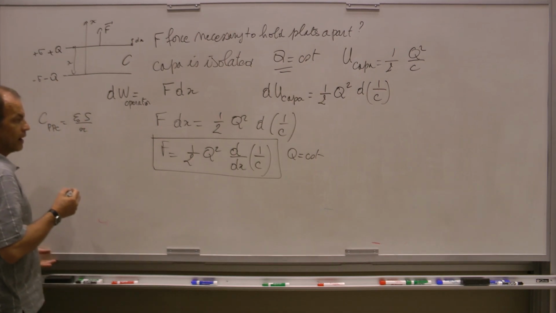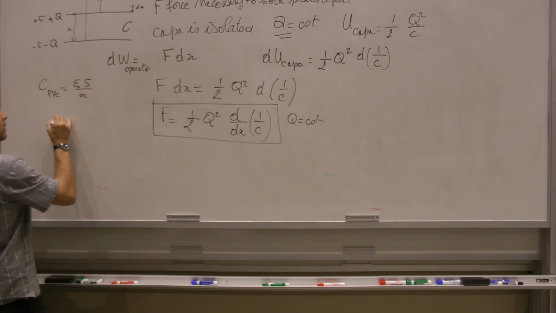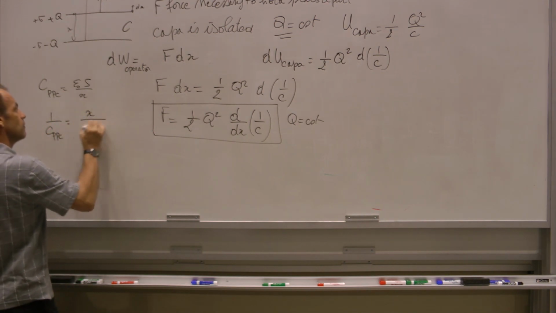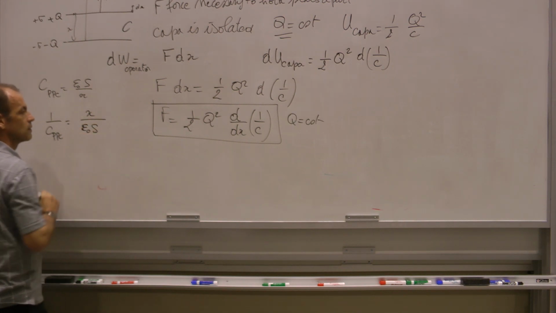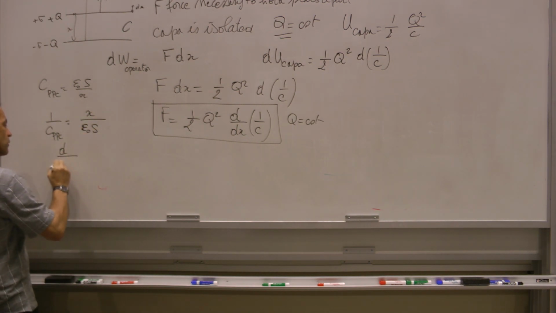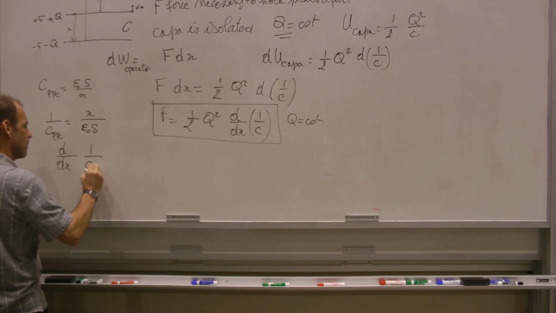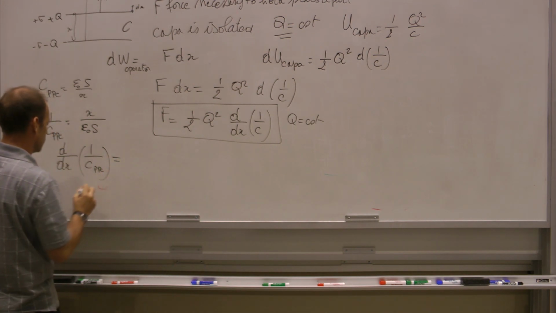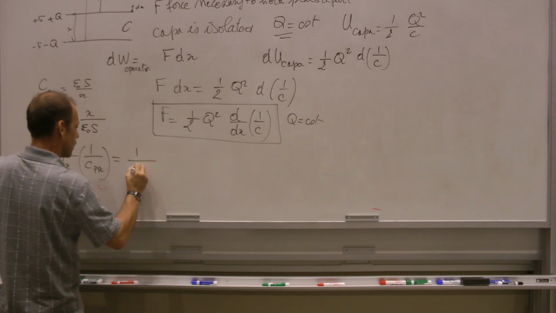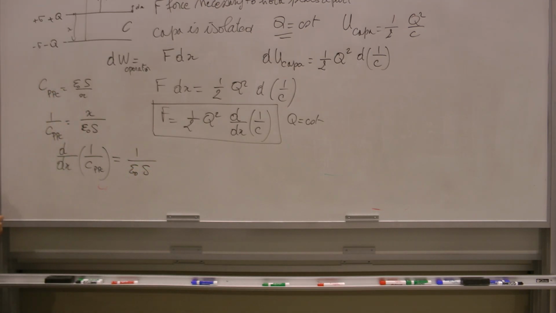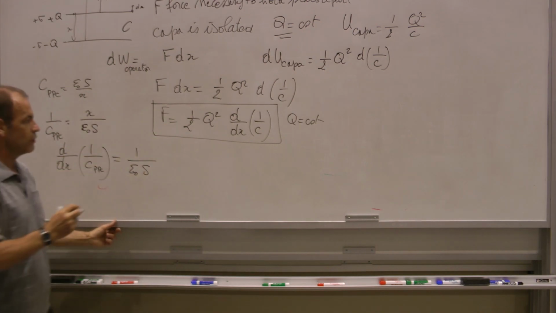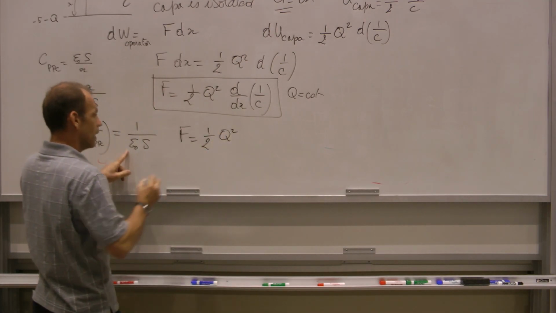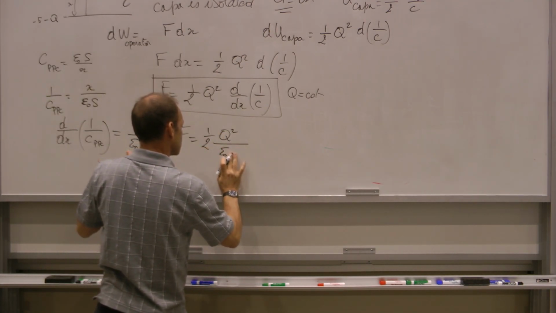In the case, of course, of a parallel plate capacitor, what is 1 over C? 1 over C for the parallel plate capacitor is x divided by epsilon 0 S. So what is d over dx of 1 over the capacitance? It's the derivative of that with respect to x. It doesn't take a lot of calculus to realize that this is equal to 1 over epsilon 0 S. So if I inject all this into the value of the force, F becomes 1/2 of Q squared divided by epsilon 0 S.